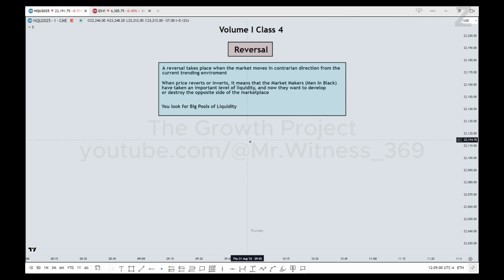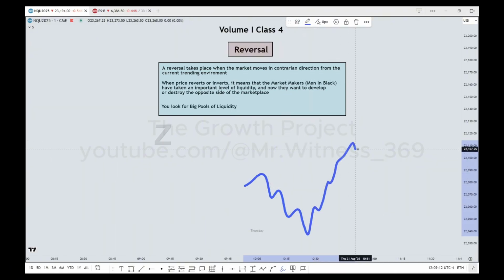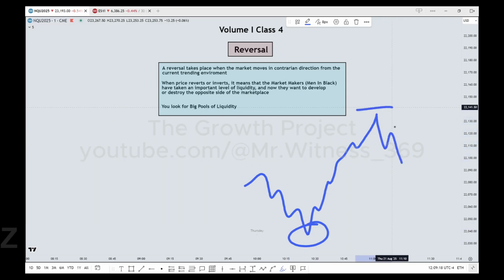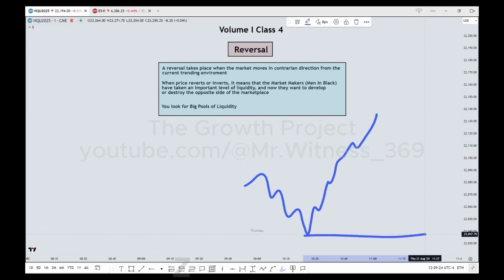Okay, so a reversal takes place when the market moves in contrarian direction from the current trending environment. This means that if the trend environment started higher all the way down here, and you are indeed looking at a value reversal, what you're going to have to aim at is this low right here, because this is where the trending environment higher began. You can take something off inside of this range. That is okay. Take a partial here, but wait for the market to take out this low, because a real reversal is going to have to take out this low. If you only come back to this range, you don't pay yourself.